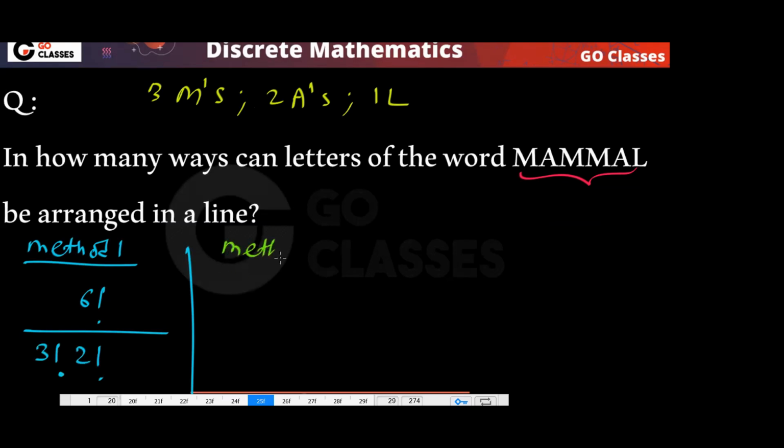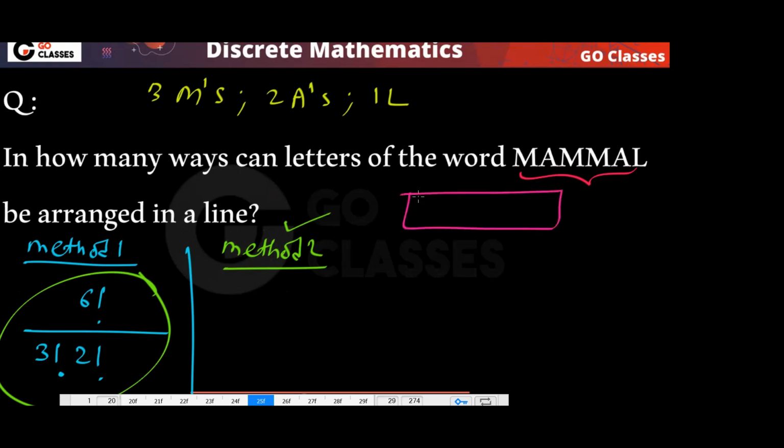Method 2. This formula will not help you if some restriction or additional condition is given. So you should understand method 2. What is method 2? We have a total of 6 positions, right? 1, 2, 3, 4, 5, 6. Total 6 positions we have.